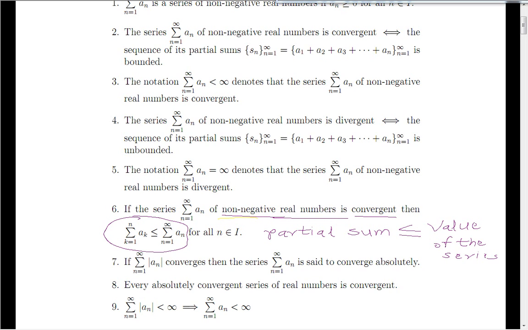If the series mod an converges, then we say that it converges absolutely. Eighth result which we are recalling is that every absolutely convergent series of real numbers is convergent. Finally, if series converges absolutely, then series also converges provided an is series of non-negative real numbers, that is an is greater or equal to 0 for every n belongs to I.